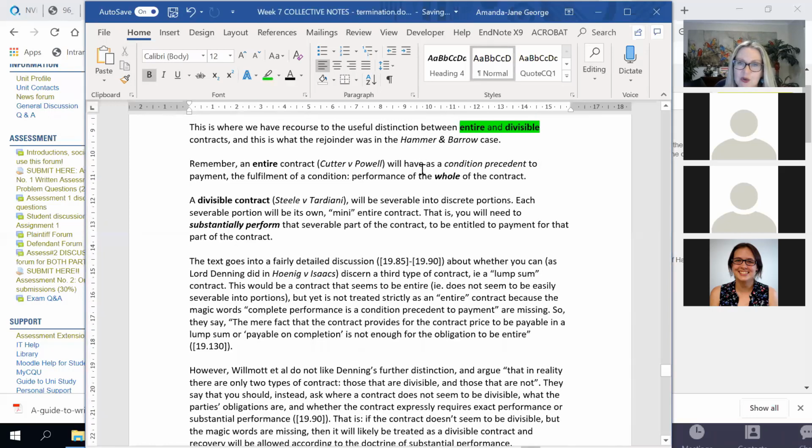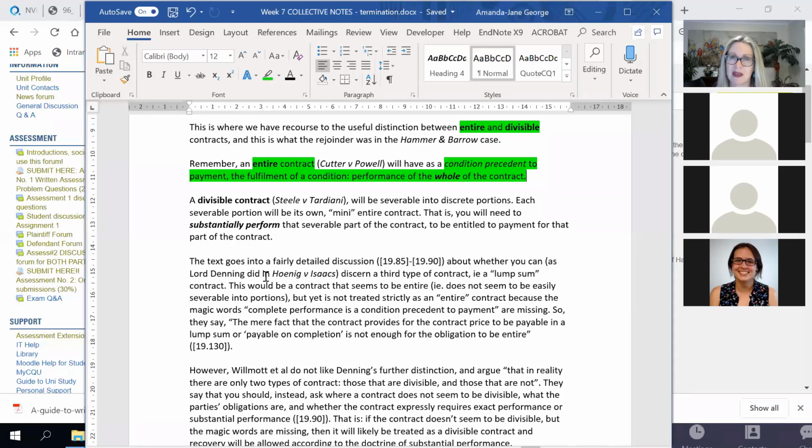And remember the magical words. It won't be an entire contract unless we see those magical words. So payment will be predicated on a condition precedent, and that condition precedent will be performance of the whole contract. Exactly. If the whole contract must be performed exactly, you will not get payment until that has been performed. The magical words will be payment is contingent upon the promisee doing X or Y or Z. Okay, that will indicate an entire contract.